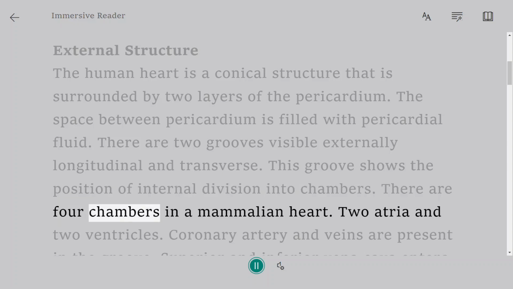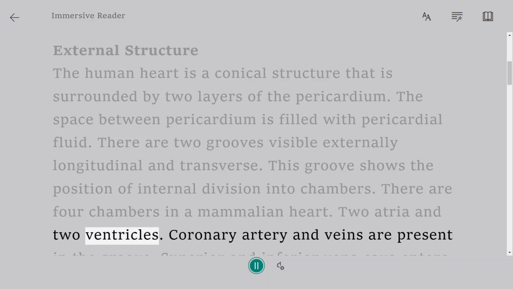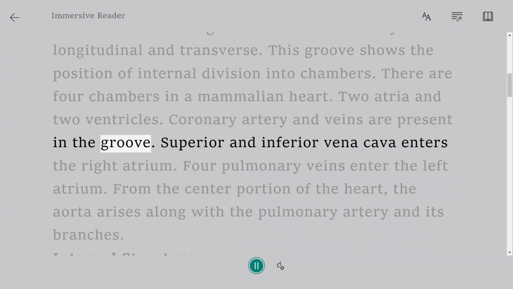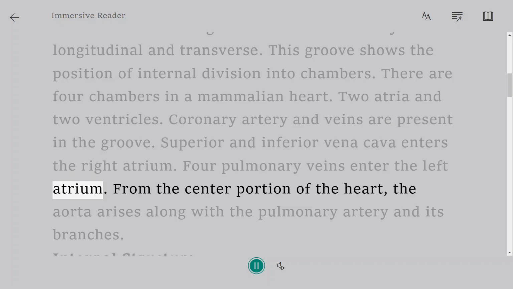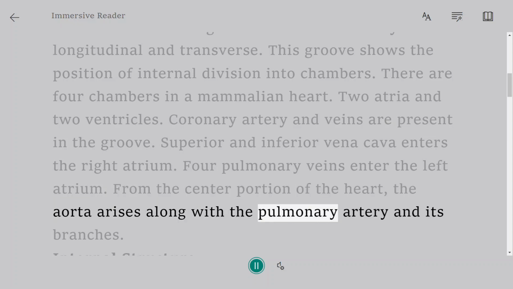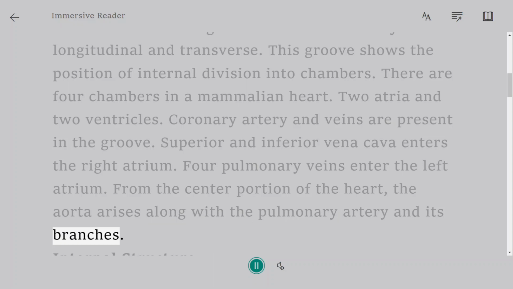There are 4 chambers in a mammalian heart: 2 atria and 2 ventricles. Coronary artery and veins are present in the groove. Superior and inferior vena cava enter the right atrium. 4 pulmonary veins enter the left atrium. From the center portion of the heart, the aorta arises along with the pulmonary artery and its branches.